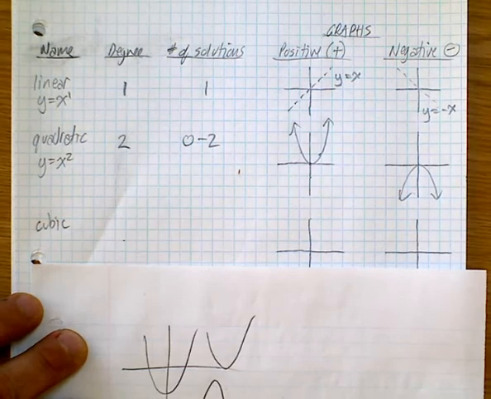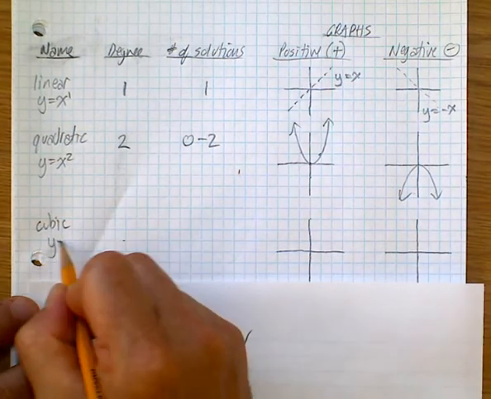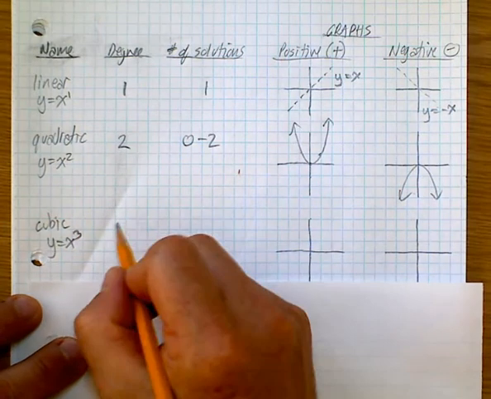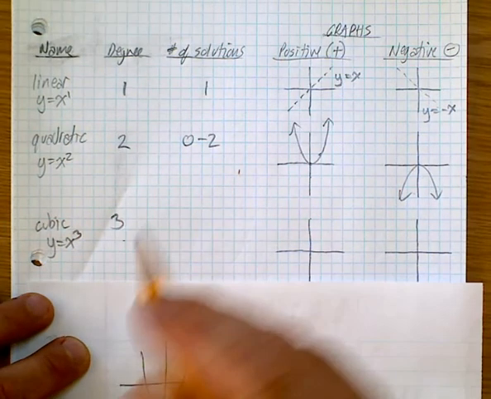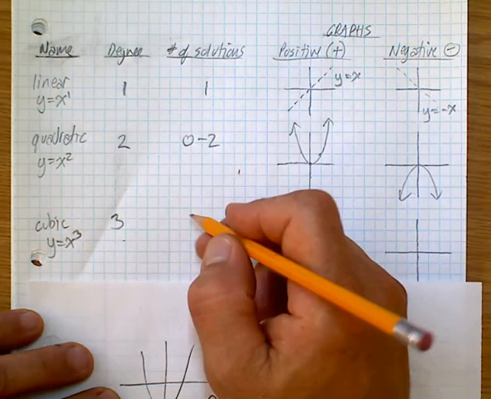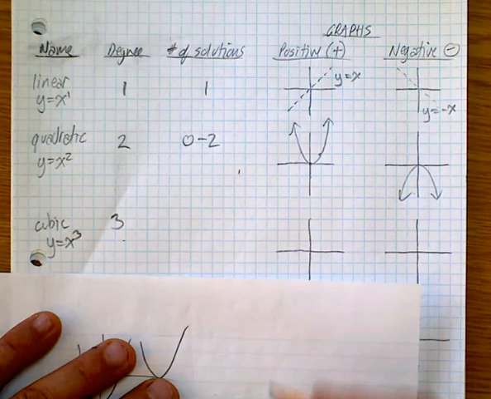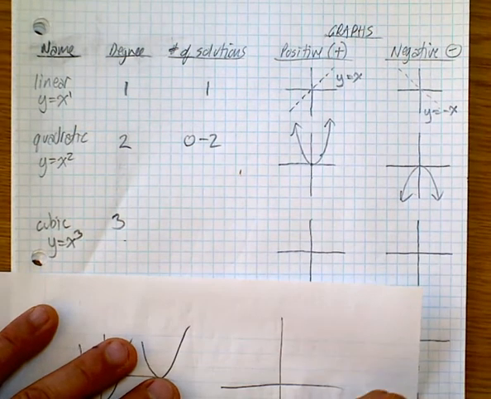So the next one we're going to look at is what we call cubic. And a cubic function looks like this, y equals x cubed. And you guessed it, it has a degree of 3. How many solutions can it have? Well, let's think about it. A cubic function, if you remember, looks like this.